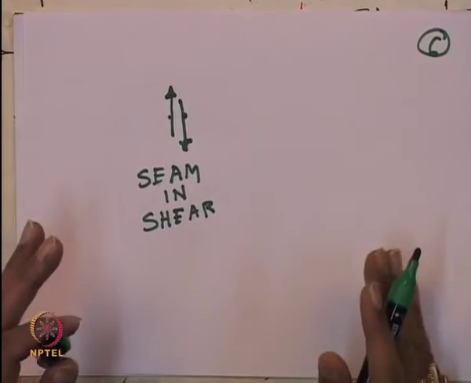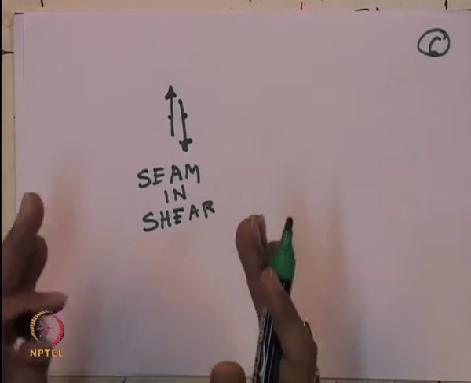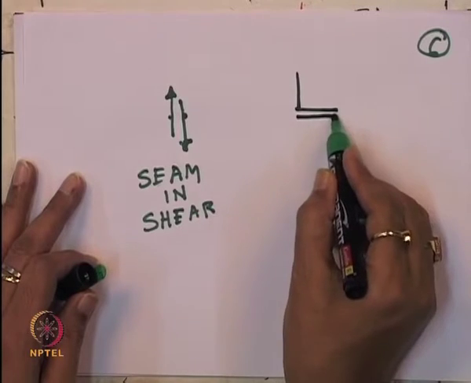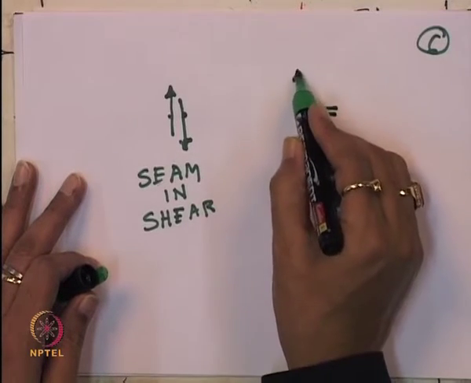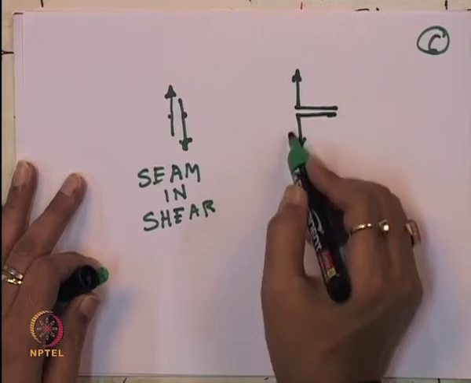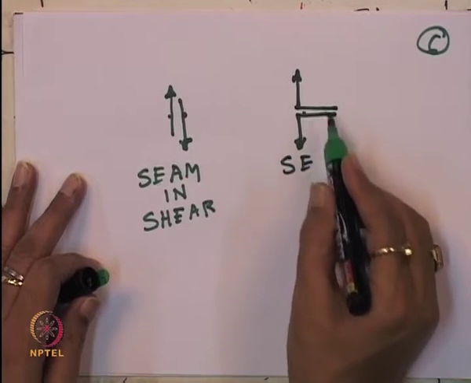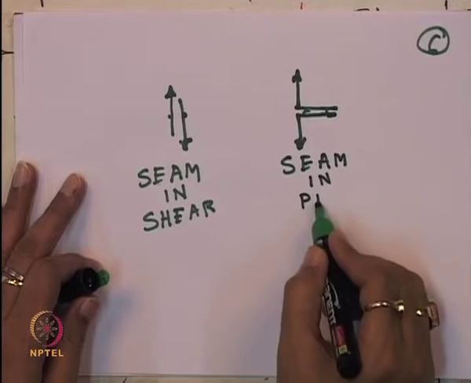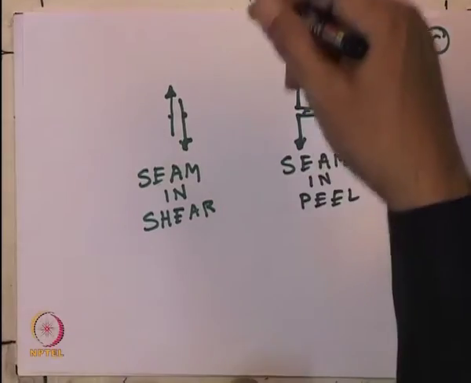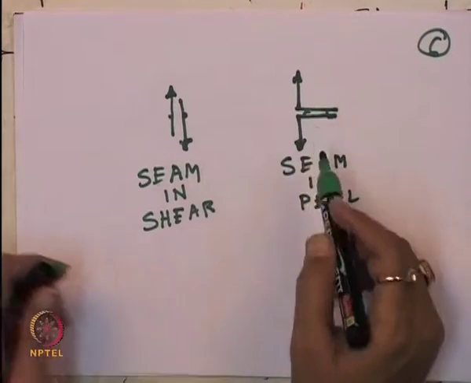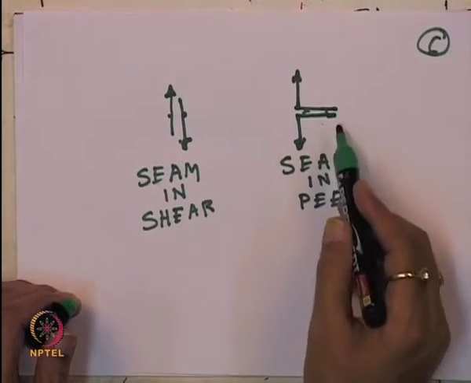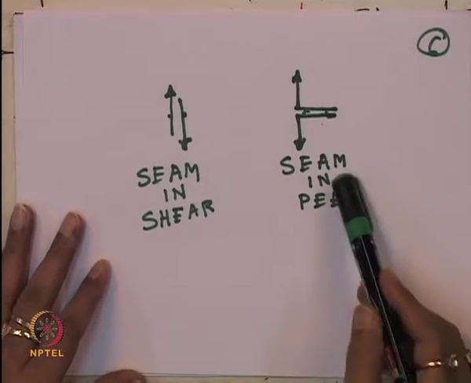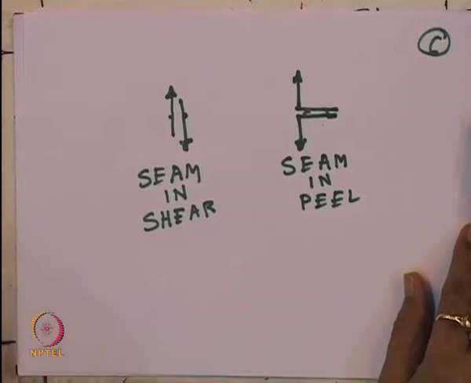Also there is another test which you call seam in peel. So sometimes you can join like this. This is the geomembrane material, this is geomembrane material, and then you can seam it, okay, seam in peel. It is like a peel, okay. So you can see that behavior of HDPE sheet and the seam. So this is the seam in peel test. So you can perform seam in shear, you can perform seam in peel, and you can see what should be their behavior.